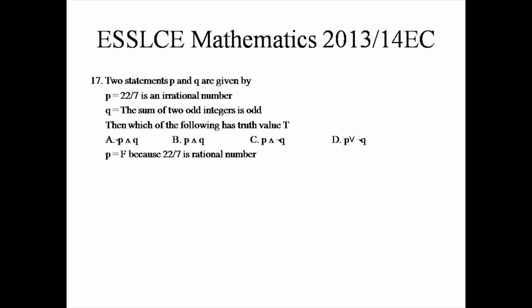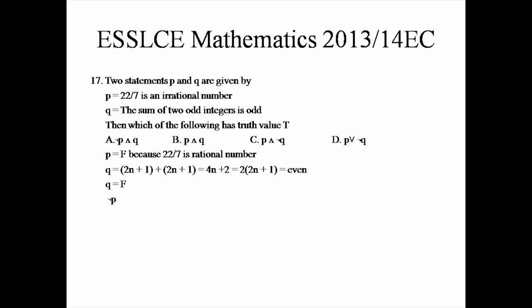P, 22/7 is an irrational number, is false, because 22/7 is a rational number. If 2n plus 1 represents an odd integer, then Q, the sum of two odd integers, is given by 2n plus 1 plus 2n plus 1. 2n plus 2n is 4n, plus 1 plus 1 is 2. So 4n plus 2 can be rewritten as 2 times 2n plus 1. If any integer is multiplied by 2, the result is even. This implies that Q is false.